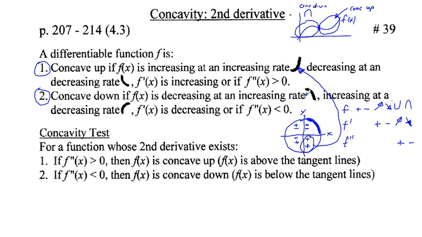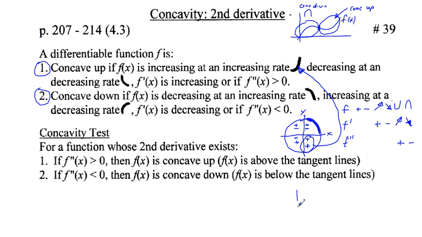Okay, decreasing, concave down, increasing at an increasing rate. Anyway, I don't know if all these pieces are right, but this definitely is here. Okay, concavity test. For a function whose second derivative exists, if f double prime of x is greater than 0, then f of x is concave up, or above the tangent line.